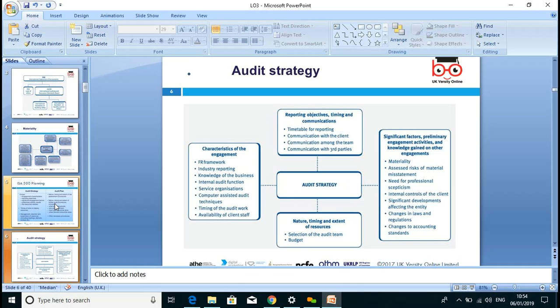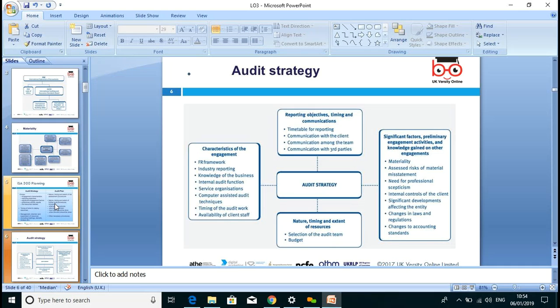Okay, next, audit strategy. What is meant by strategy? It is the action plan which you mention that you will follow while performing an audit. So a strategy means an action plan.